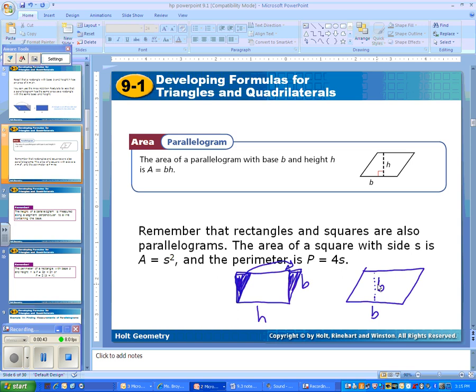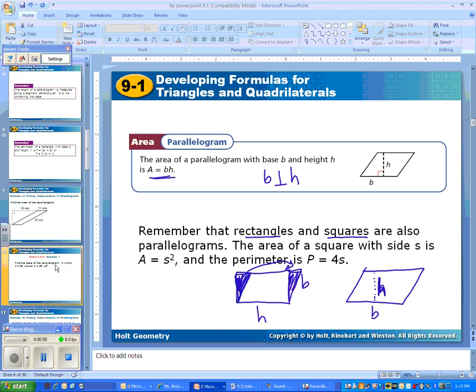Oh, whoops, sorry, height. And it's really important that you remember that the base and the height are always perpendicular to each other. So for parallelograms, shapes that look like this, for rectangles, for squares, this formula is always going to be base times height.